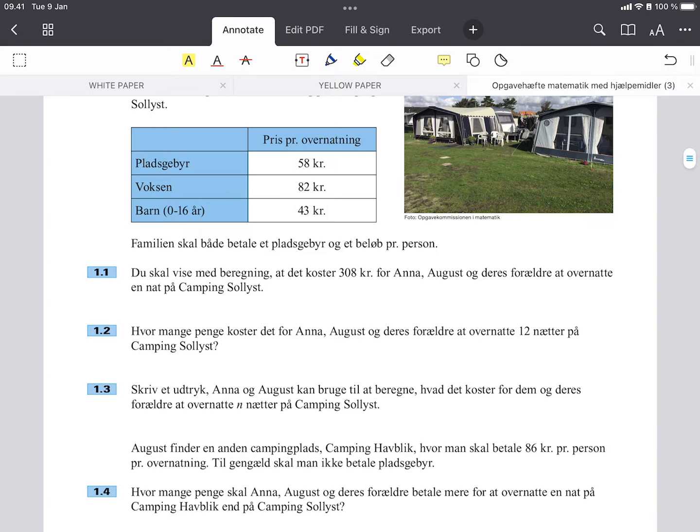Hvor mange penge? How much money does it cost for Anna, August, and their parents to stay overnight for 12 nights at Camping Sollust? Okay, so all of these prices were per night, so it's just going to be the cost for one night times 12. So it's just going to be 308 times 12. So all of the information in that is already in the question. It's the 308 and the 12. So all I've got to do is set out 308 times 12.